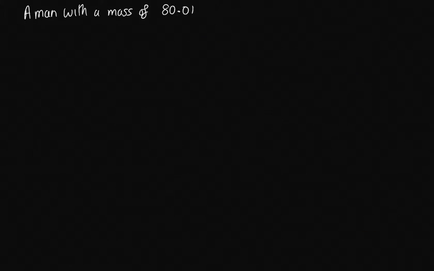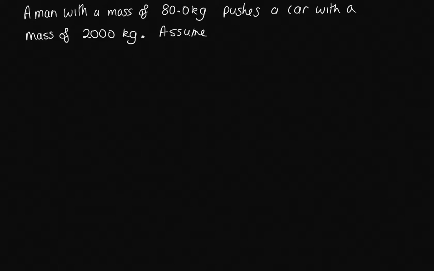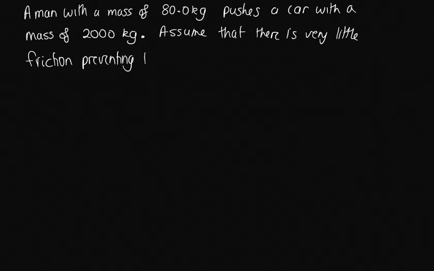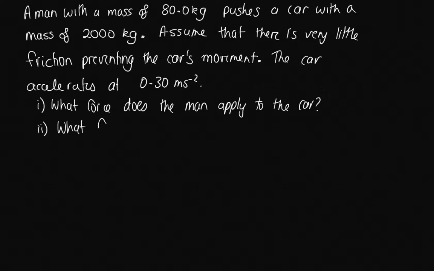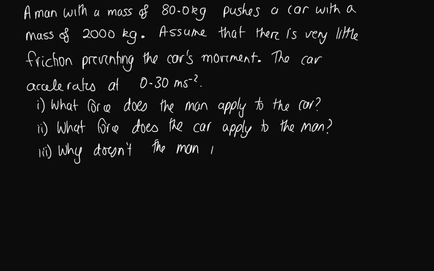Okay, so an example question. A man with a mass of 80.0 kilograms pushes a car with a mass of 2,000 kilograms. Assume that there is very little friction preventing the car's movement. The car accelerates at 0.30 meters per second squared. 1. What force does the man apply to the car? 2. What force does the car apply to the man? 3. Why doesn't the man move backwards?